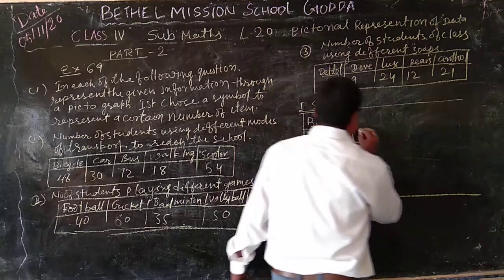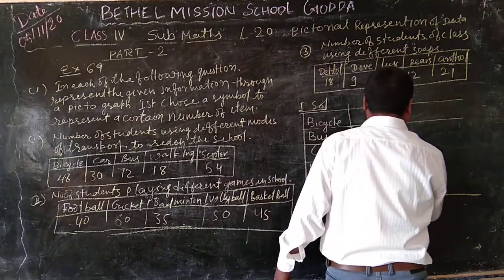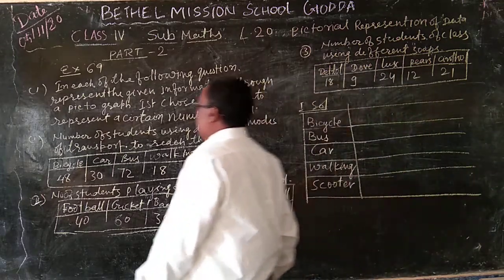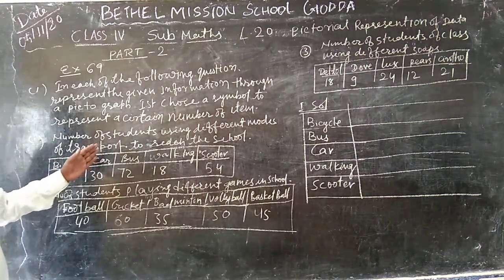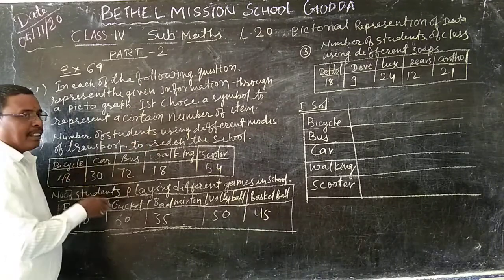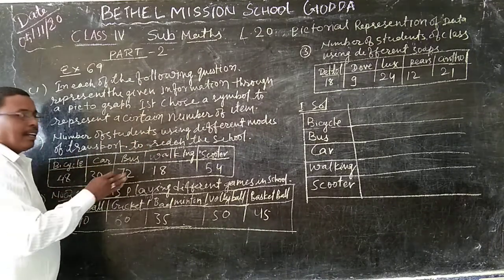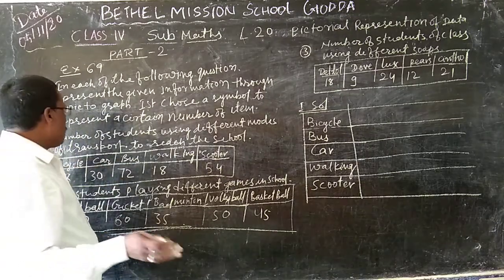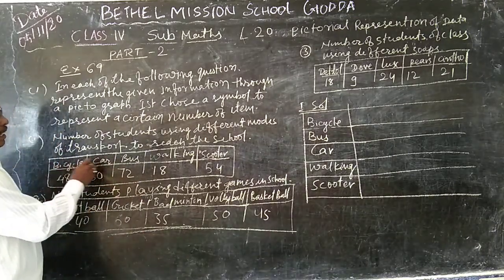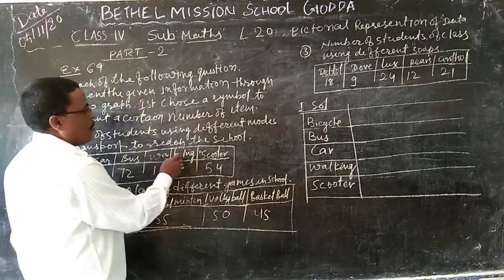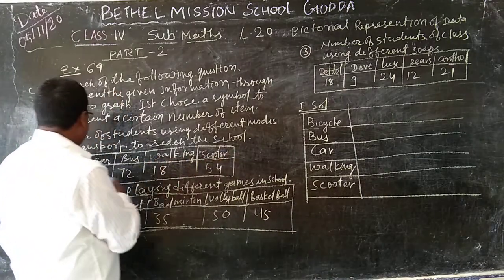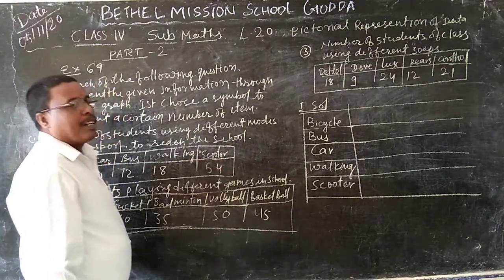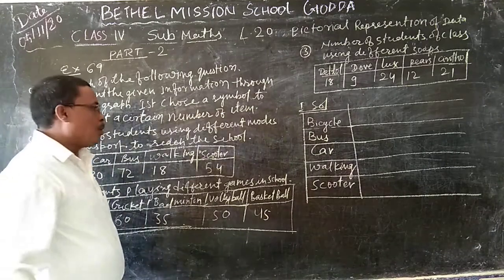First, make the columns. How many columns? You count. The students coming to school, which transport do they use? Bicycle, car, bus, walking and scooter. Means how many? 1, 2, 3, 4, 5. Five types of transport the students use.